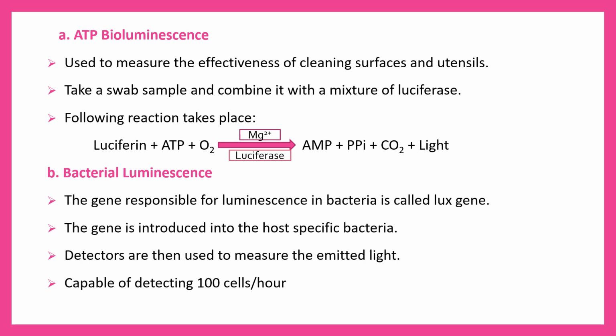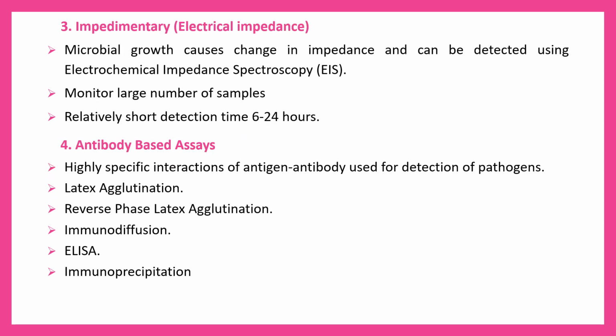Next one is bacterial luminescence. The gene responsible for luminescence in bacteria is called Lux gene. The gene is introduced into the host-specific bacteria. Detectors are then used to measure the emitted light, and it is capable of detecting 100 cells per hour. Next method is electrical impedance method. Microbial growth causes change in impedance and can be detected using electrochemical impedance spectroscopy. It monitors a large number of samples, with relatively short detection time, 6 to 24 hours.